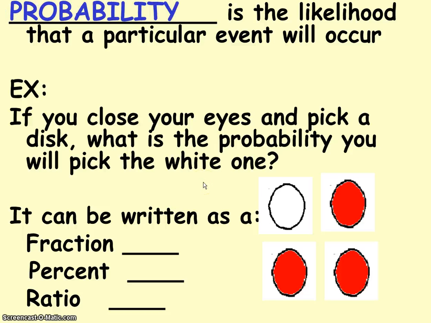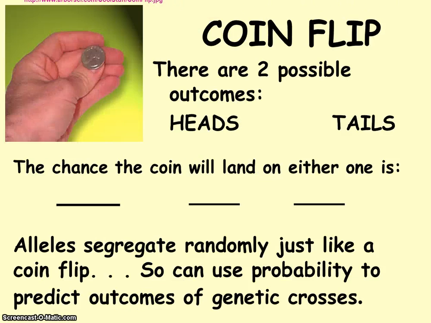Probability, you guys know this from math, is the chance that this particular event will occur. So if you close your eyes and pick a disc, what is the probability you pick the white one? So you could say it's 1/4, you could say it's 25%, or you could say it's a 1 to 3 chance. And we use all of those during genetics.